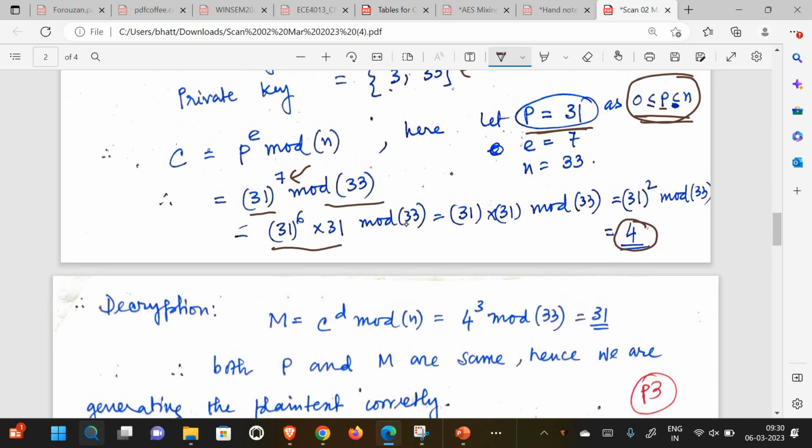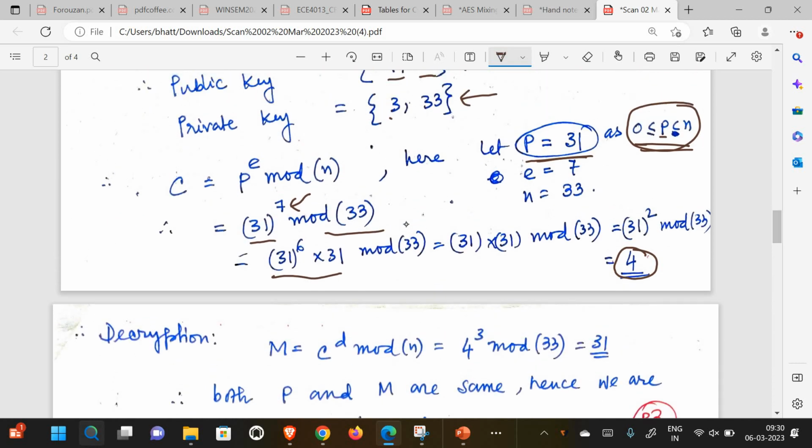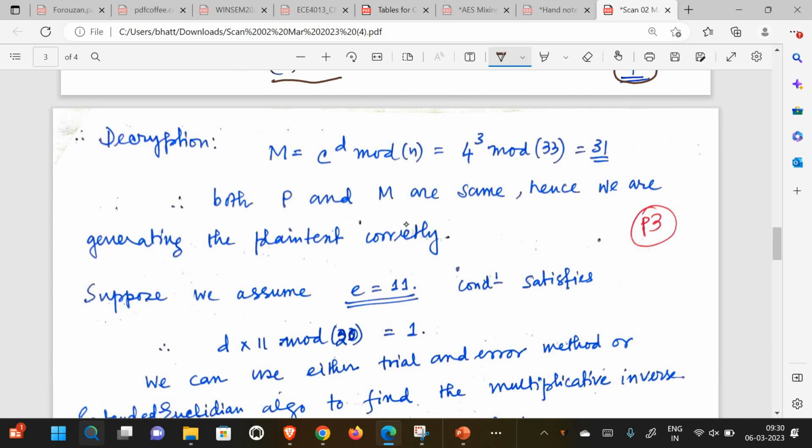Alright, so that's where we stand. So this is my C. Now in the same process, you decipher the data because now you have C, which is 4 to the power 3, because 3 is my D, mod of 33. So we are getting back 31 over here. So the process is very simple for RSA. You use this private and the public key technique and you find out the expression.